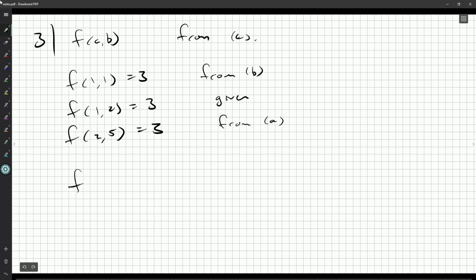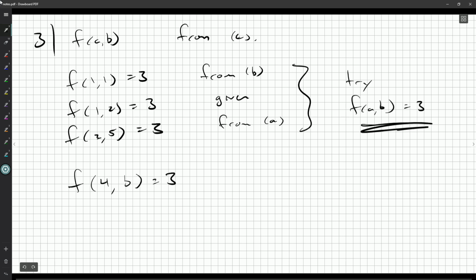Maybe try something like f(4,b) is equal to 3. Try and solve that. Okay, I'm going to just explain. I've seen it equal to 3 so many times. I'm just going to try f(a,b) equal to 3. A can't be 3, because neither A nor B can be a multiple of 3 from our little chart.